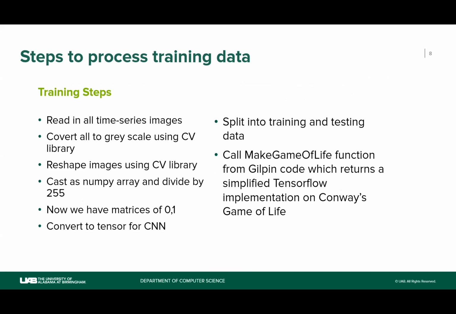All right, so the steps that we used to process the training data: we read in all those images that you saw on the previous slide, converted them all to grayscale, and used this library called OpenCV in Python. We reshaped the images and then cast them as a NumPy array and divided them all by 255. So now we have matrices of 0 and 1. Using this, we converted them to a tensor for our convolutional neural network. We then split the data into training and testing. And for the Gilpin code that you saw at the beginning of the slide set, we used a function within that called make game of life, and it returns a simplified TensorFlow implementation of Conway's Game of Life.